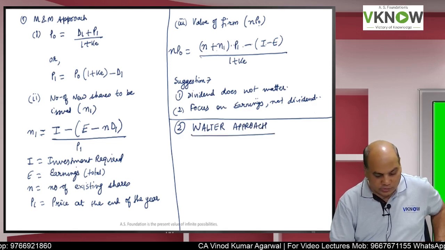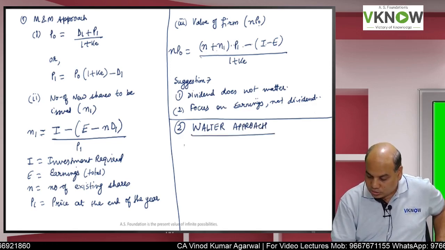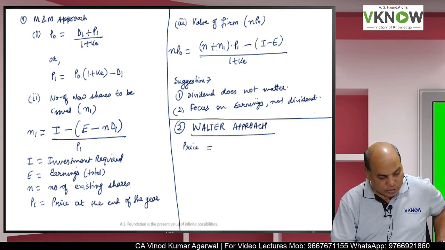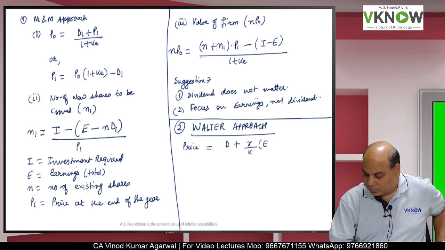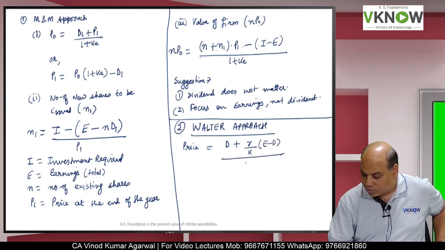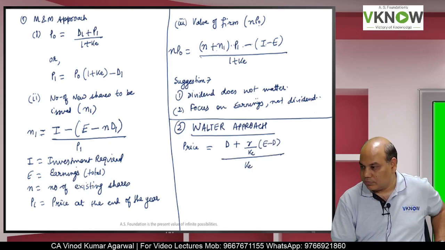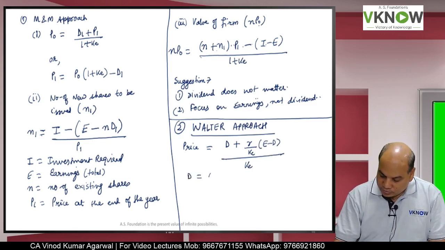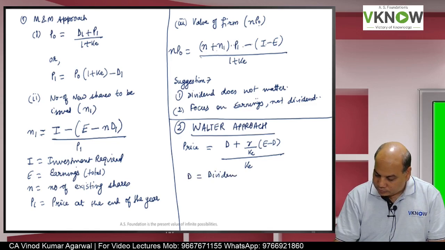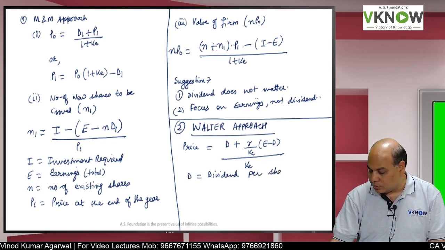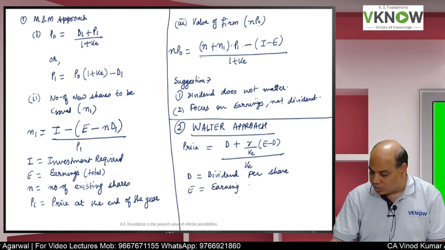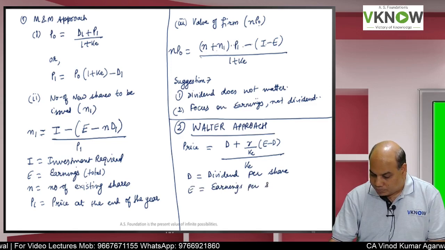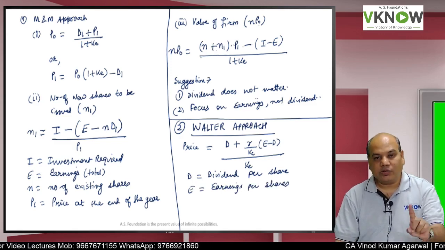James Walter has given this theory. According to this, the price of the share is equal to D plus R by K into E minus D upon K. You can write K or Ke. What is D here? D here is dividend per share, which can be 0 also. What is E here? Earning per share. In this formula, E stands for earnings per share. In the previous Modigliani-Miller, E stands for total earning.